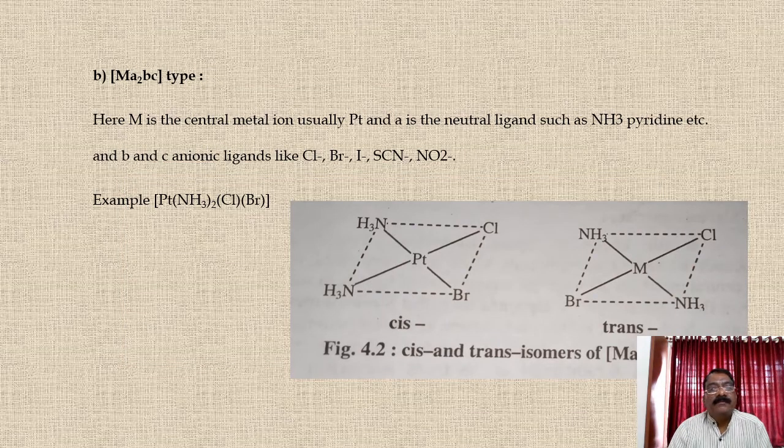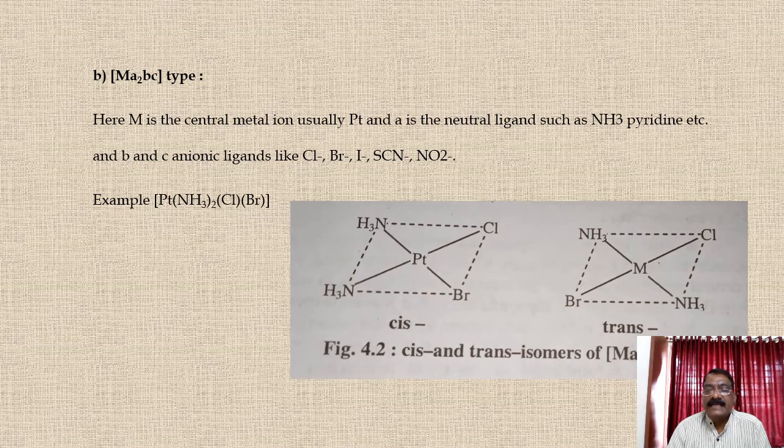Second type, MA2BC. Here M is the central metal ion, usually platinum, and A is a neutral ligand such as NH3, pyridine, etc., and B and C are anionic ligands like Cl minus, Br minus, I minus, SCN minus, NO2 minus. See for example [Pt(NH3)2ClBr]. See its cis form.